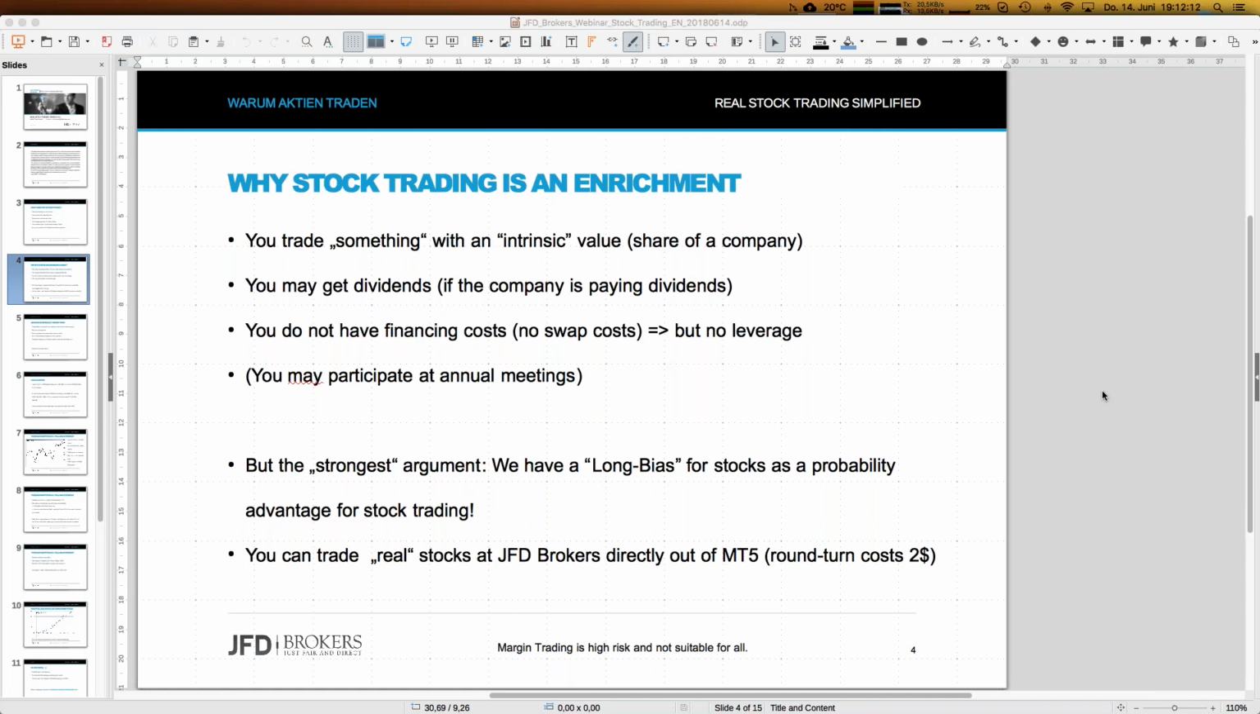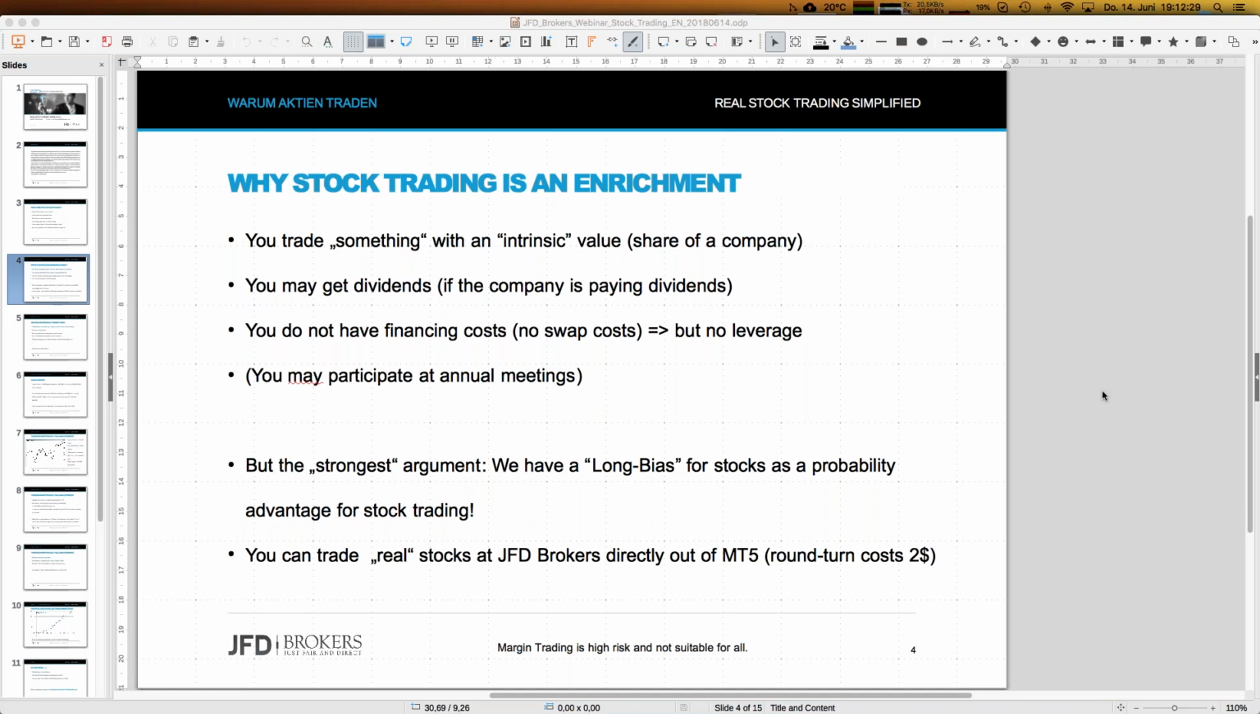Those companies can only survive by growth, and even our complete economic system is based on growth. So that kind of bias we can use, because a long trade is a good trade on stock values.